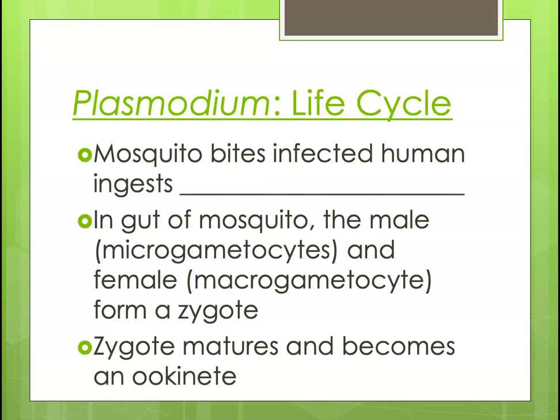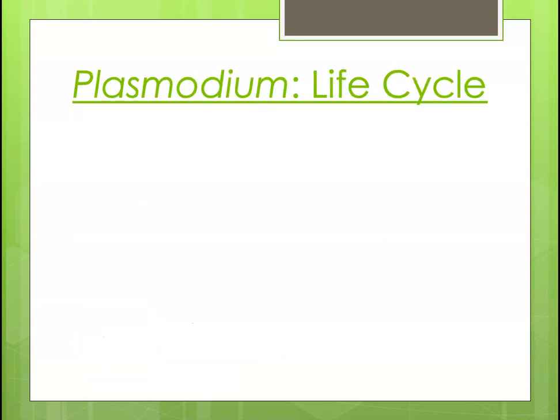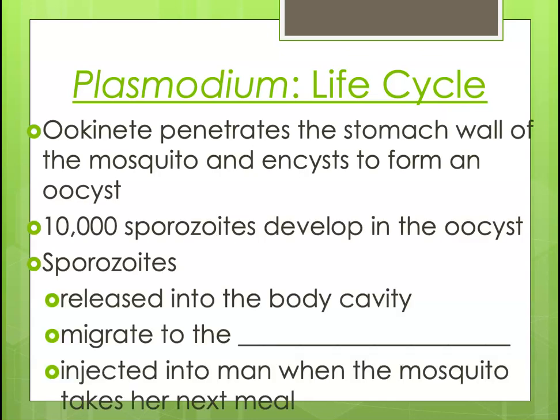To continue on with the life cycle, another mosquito needs to come along and bite the infected human and ingest those gametocytes, the macro and the microgametocytes that would be in the bloodstream. In the gut of the mosquito, the gametocytes undergo sporogony and they form a zygote. The zygote matures and becomes an ookinete. The ookinete penetrates the stomach wall of the mosquito and encysts to form an oocyst.